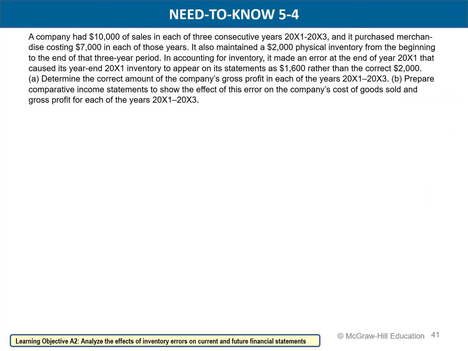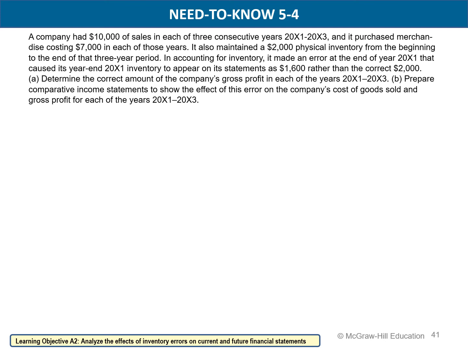Okay, so a company had $10,000 of sales in each of the 3 consecutive years, 01 to 03. It purchased merchandise costing $7,000 in those years, maintained a $2,000 physical inventory from the beginning to the end of that 3-year period. So in accounting for inventory, it made an error at the end of the year 01 that caused its end of the year 01 inventory to appear on its statements as $1,600 rather than $2,000.